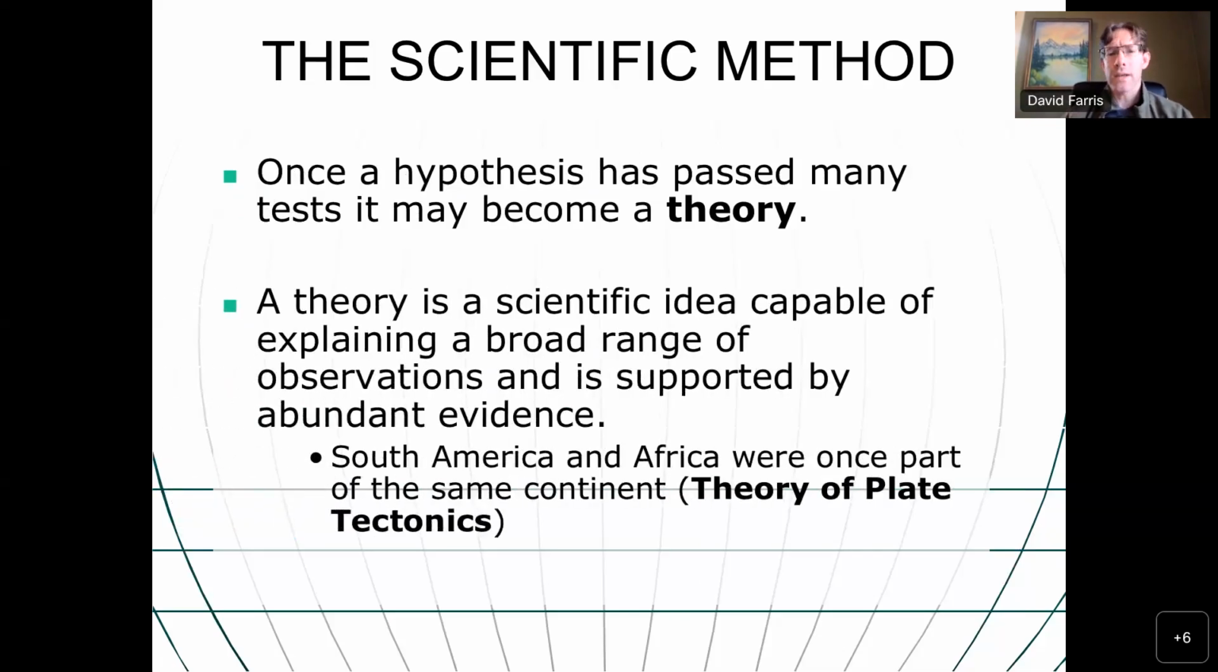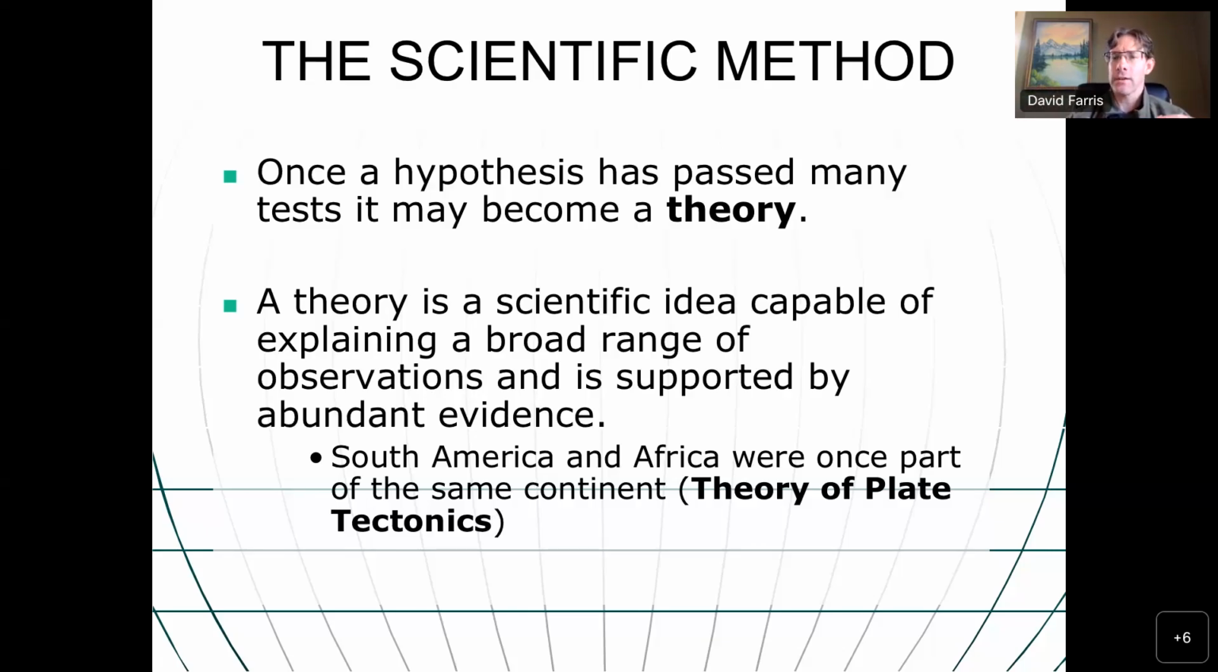Okay, so once a hypothesis has passed many tests, it becomes a theory. Now, a theory is really no different than a scientific hypothesis. It's really just a nomenclature issue. But in scientific terminology, a theory is a more supported hypothesis than just a hypothesis itself. And so we have ideas like the theory of plate tectonics. This is the idea that all these plates move around on the surface of the Earth and basically tell how many aspects of our planet function.